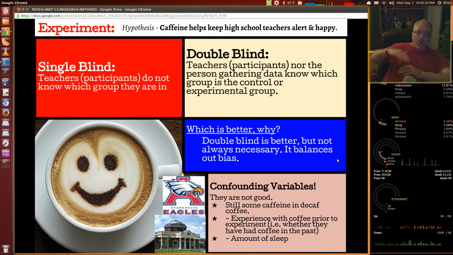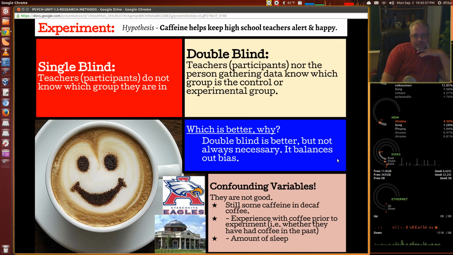Obviously, you might have an overall researcher who would know that answer and who would be running the experiment, but the people who are fulfilling the roles of gathering the data and administering it would not know. That'd be double blind. So which is better? Double blind would be great. But it's not always necessary, but it does help to balance out some bias, because you want to be careful about confounding variables. They are not good, and they can render your results meaningless, unreliable, or invalid.